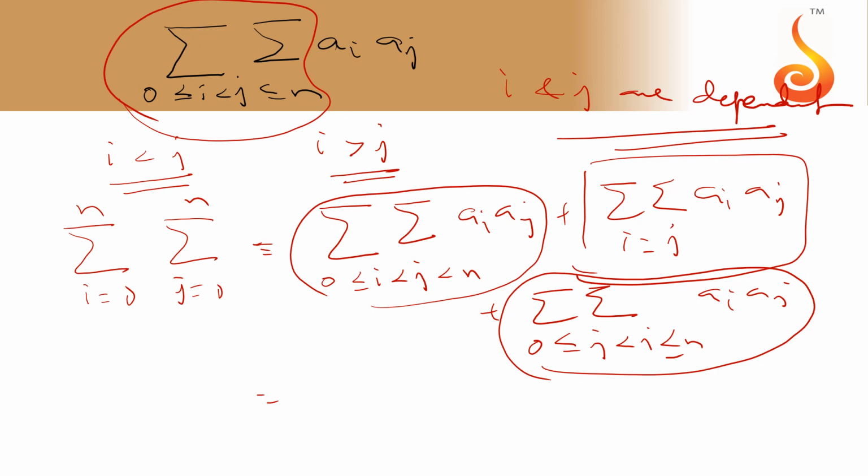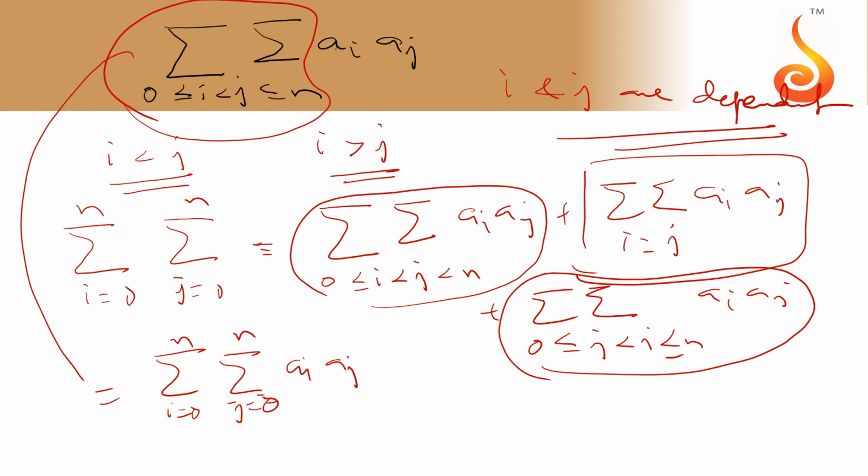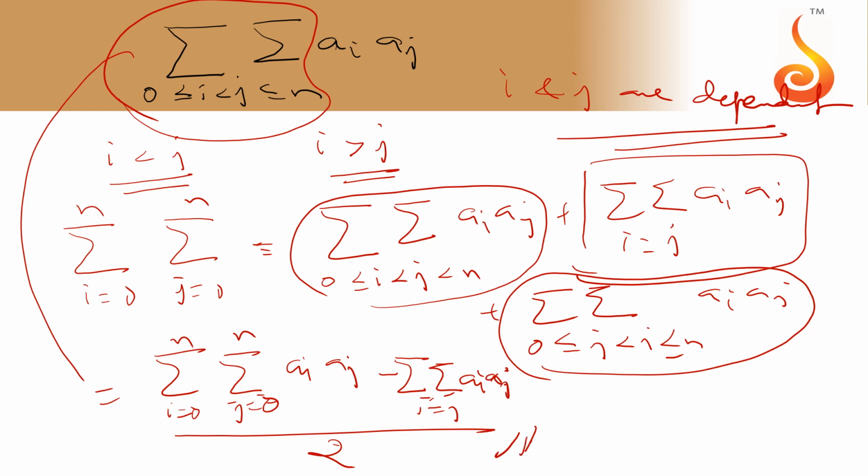Now our requirement is this. So can I say our requirement is equal to the summation when i equal to 0, that is independent, to n, j equal to 0 to n ai aj, minus the sum when i equal to j ai aj, divided by 2. This will give you the required sum when i and j are dependent.